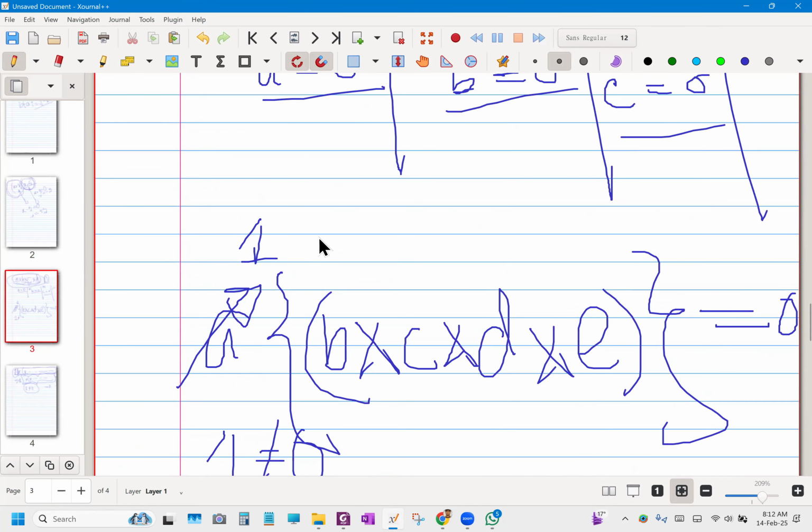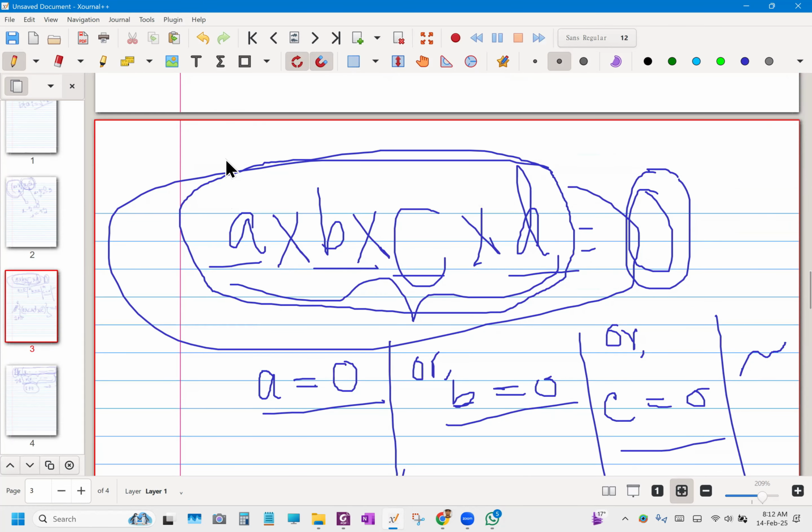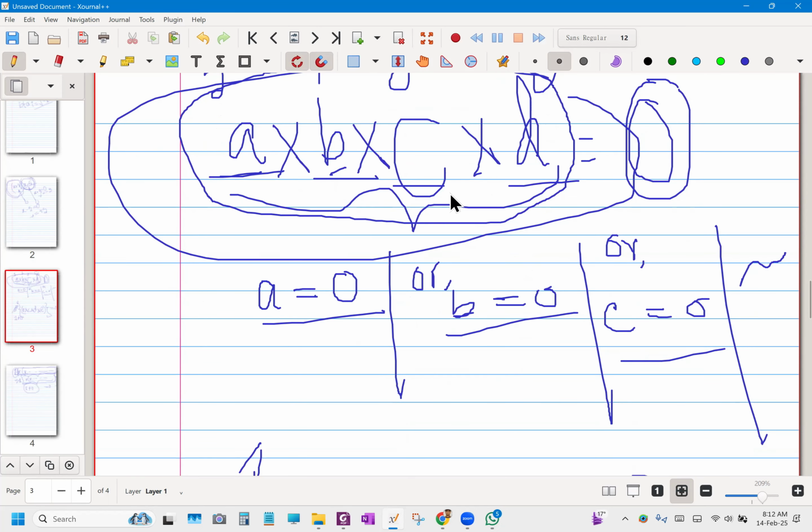Just consider this case: maybe A has the value of 5, B has the value of 7, C has the value of 0, and D has the value of 8. For example, you are just writing A equals 0 or B equals 0 or C equals 0 or D equals 0. So this is basically the concept.